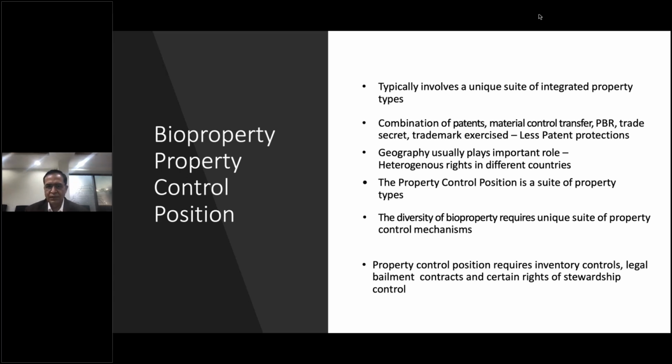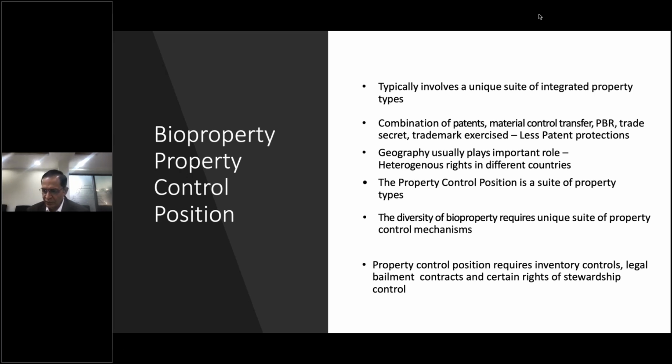It could be patents, depending on the country where the innovation is originating. There are a number of countries which recognize patenting products of nature. Material control transfer, whereby certain material gets passed on from the possessor to the user, or plant breeders' rights in another form, or trade secret or trademarks. All of these are combinations, but much less patent protection. We had a tremendous amount of patent protection in the 80s and 90s for products of nature, but certain landmark judgments such as the Myriad Genetics judgment for BRCA1, BRCA2 genes made it really difficult for products of nature to secure broad spectrum patents, and that really brought down quite a bit of intellectual property control through patents for bioproperty.